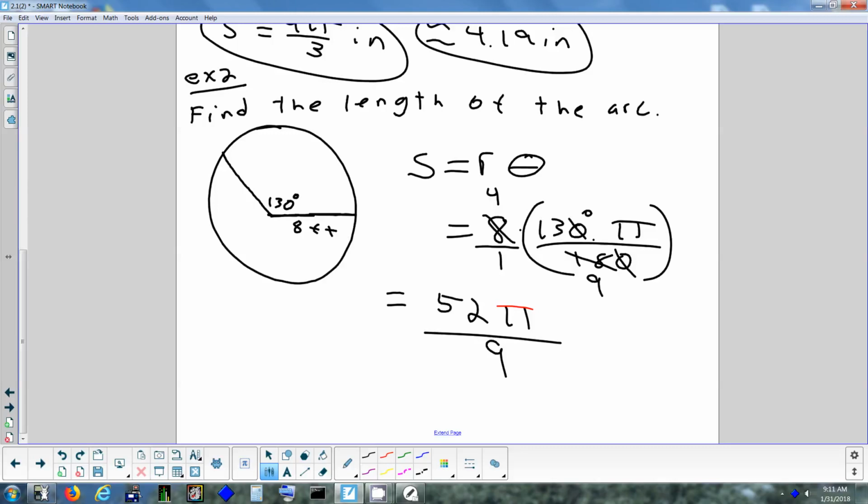Feet. Right? That's a length. In this problem, the length unit was feet. If you wanted a decimal, you just plug it in, just like we did the last one. Okay, any questions on that one?